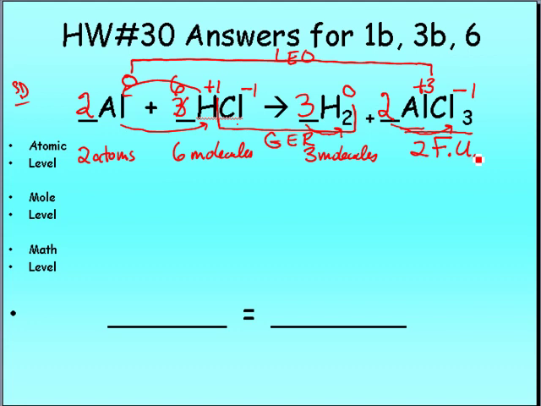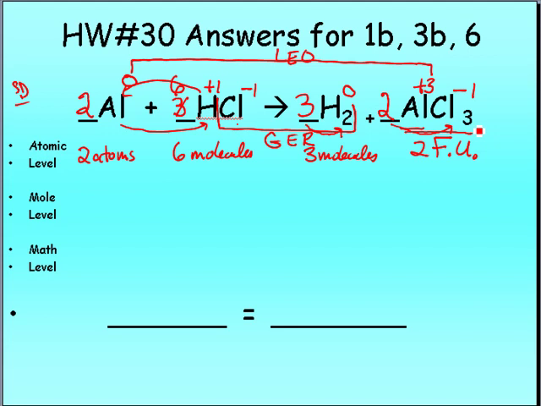The smallest portion of a covalently bonded compound, typically 2 nonmetals, would be a molecule. So I've got 6 molecules of HCl, producing 3 molecules of hydrogen. And the smallest unit of an ionically bonded compound that lives in crystals would be the formula unit. Since aluminum chloride is made up of a metal and a nonmetal, cation and anion, it's ionic, and the simplest ratio of the ions in the crystal would be AlCl3, and that's called the formula unit.